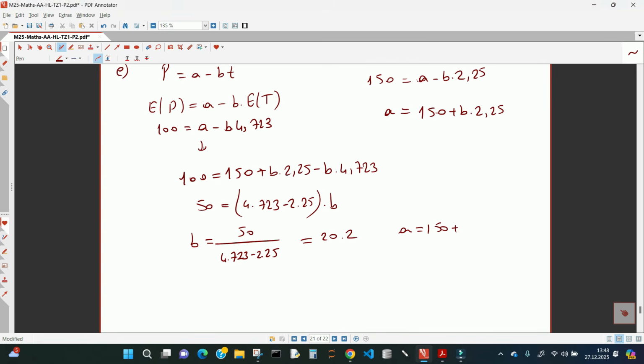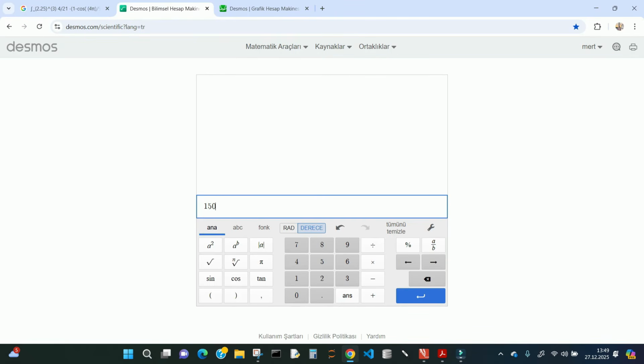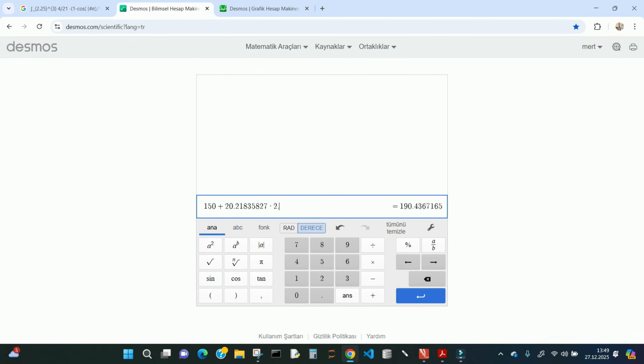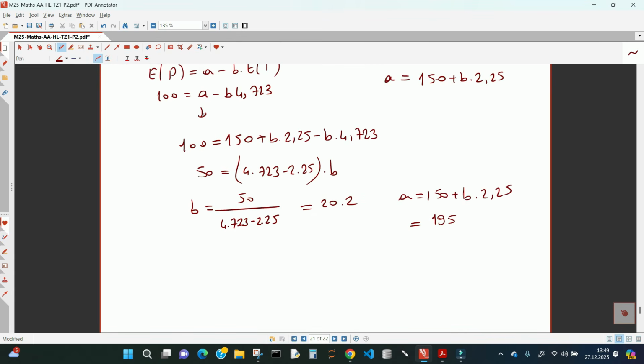So let me find this. 150 plus this value times 2.25, it is 195. Yeah, it needs to be an integer also, so it's 195 and B is 20.